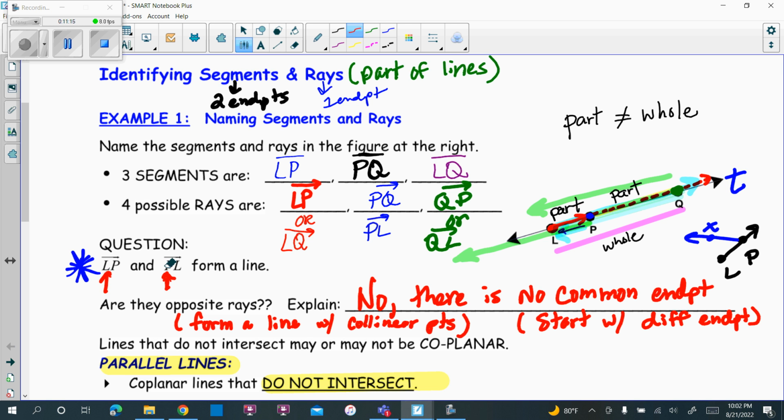Okay, so make sure you recognize that. It's hard for me to extend this, basically, since I started from L and P on this drawing right here that I did.